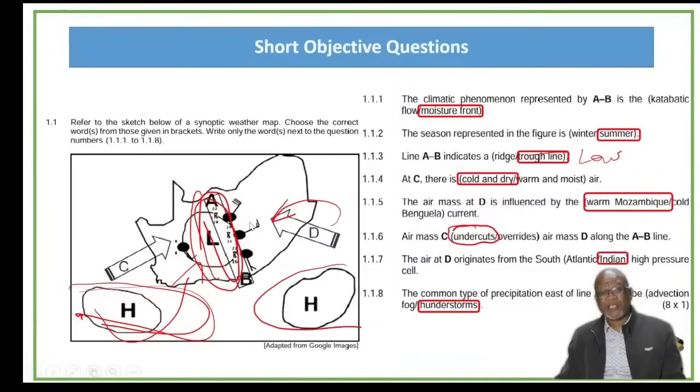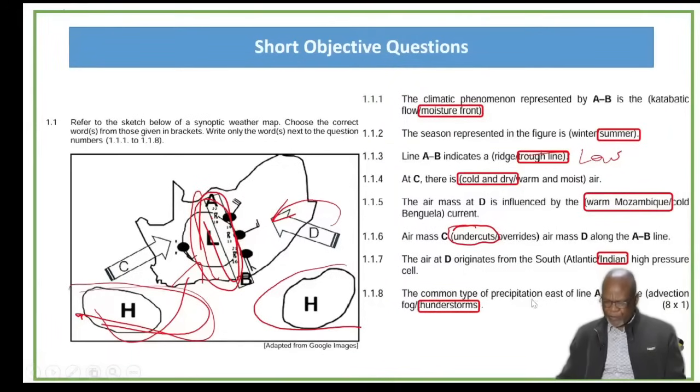This one over here on the east is warmer, so it will override. It is the one that's going to go above. Now, the air at D originates from the South Atlantic or Indian Ocean. At D, is it South Atlantic or Indian Ocean? It comes from the Indian Ocean. And lastly, the common type of precipitation east of line AB will be advection or a thunderstorm.